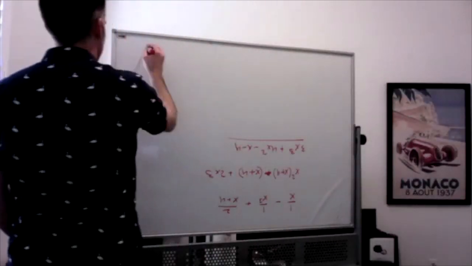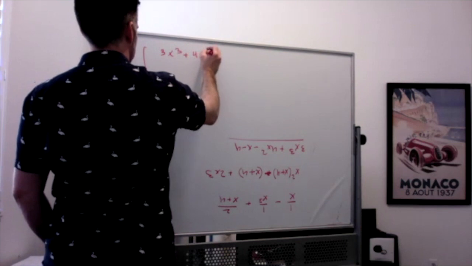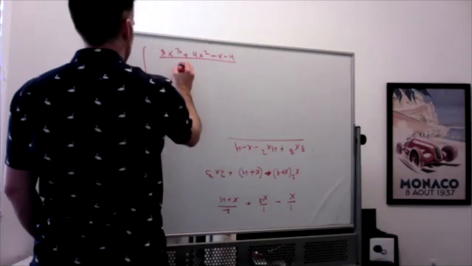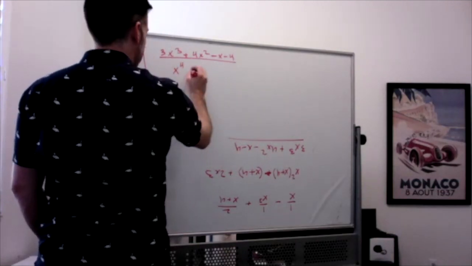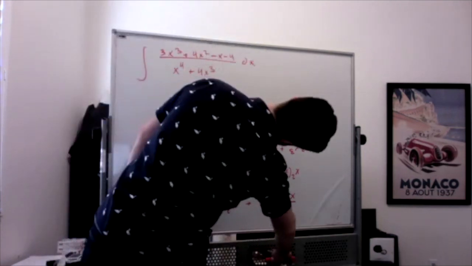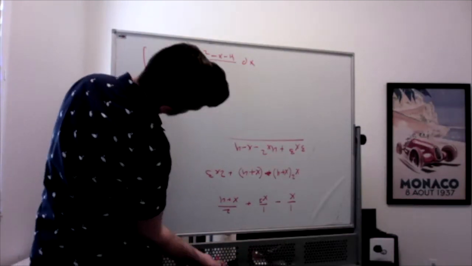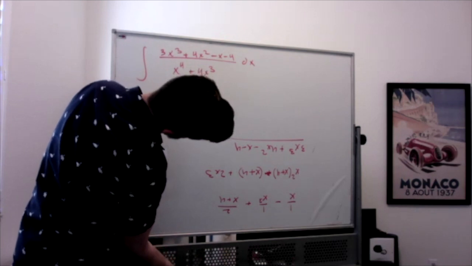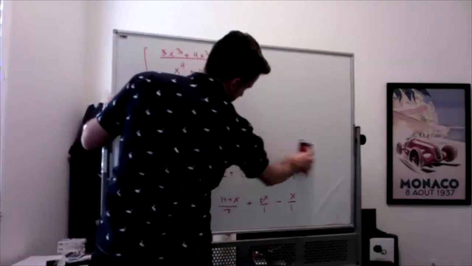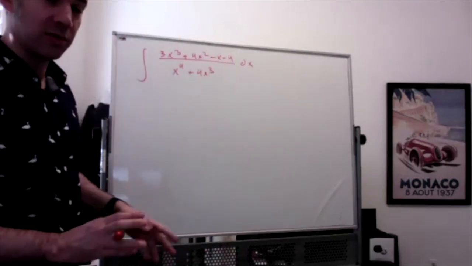I'm going to have the integral of 3x cubed plus 4x squared minus x minus 4, divided by x to the 4th plus 4x cubed. Just double check and make sure I'm not making a dumb mistake. x cubed plus 4x squared. Should be right. Either way it'll work. It's just hopefully the way I set it up, the numbers will not be terrible.